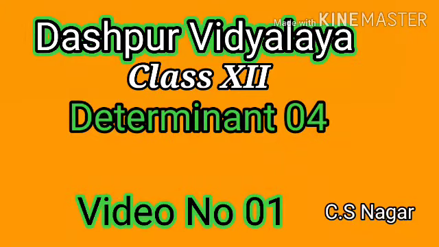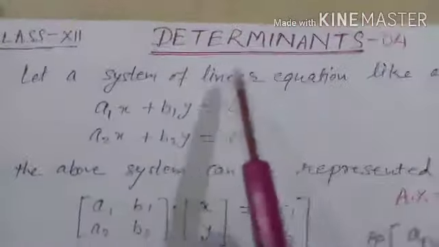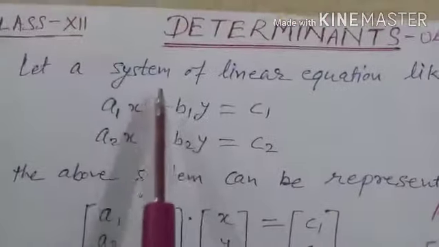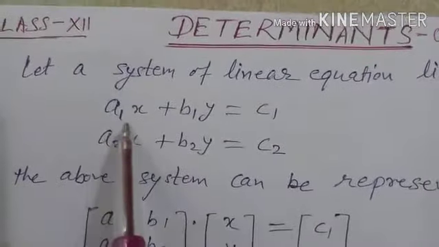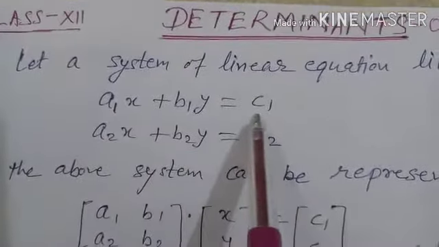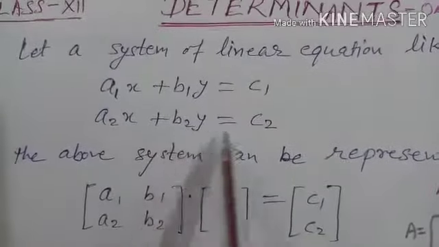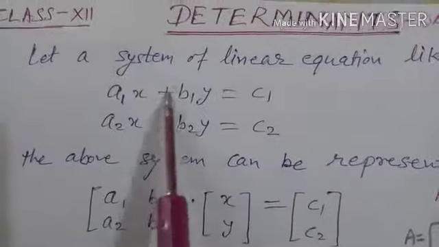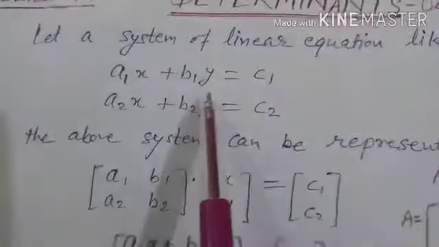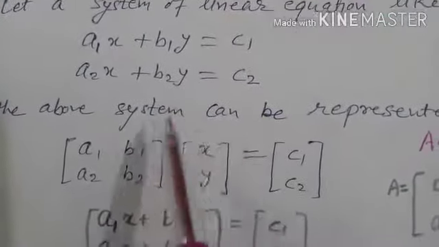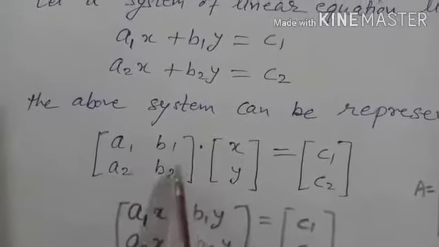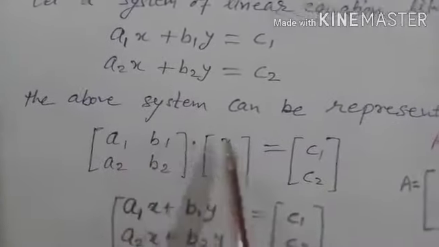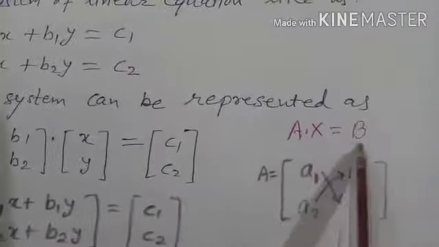Hello everyone, this is my first video on chapter 4, that is determinant. First, let's consider a system of linear equations like a1x plus b1y equal to c1 and a2x plus b2y equal to c2. This system of linear equations we can express in the form of a matrix also. So let's see the matrix form of this system, which is AX equal to B.